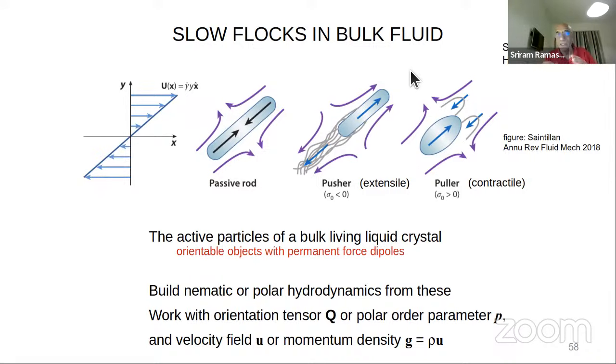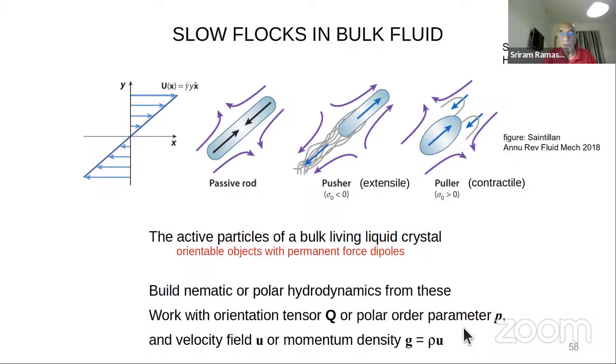So we'll take a coarse-grained picture. We won't look at each individual particle. We'll write down equations for an orientation field, a hydrodynamic velocity field of both the particles and the fluid. And these are the two important bits. And in principle, the number, density, or concentration of the particles.